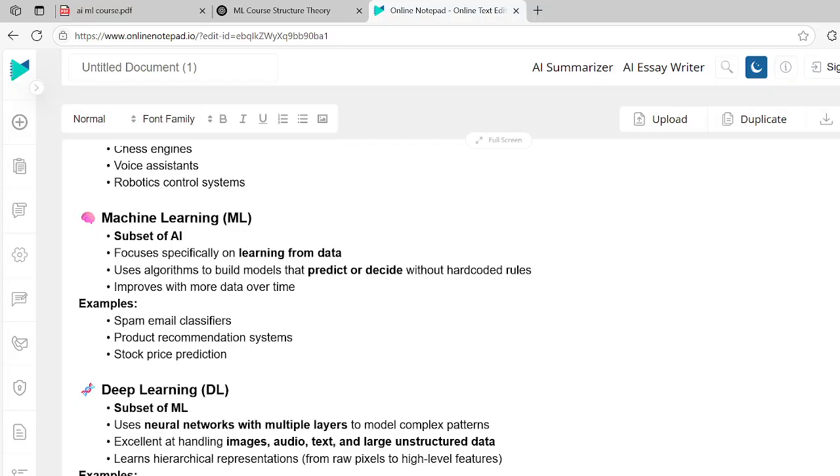Then we have machine learning, which is a subset of AI. Machine learning is a part of AI. It focuses specially on learning from data, right? As we already discussed, machine learning uses the learning or training of its models by interacting with the data, getting the training, and then using prediction or decision making to come up with outputs. It also uses algorithms to build models that predict or decide without hard-coded rules. So basically it is using lots of different algorithms and making models. These models predict or decide whatever the output is going to be without any hard-coded rules.